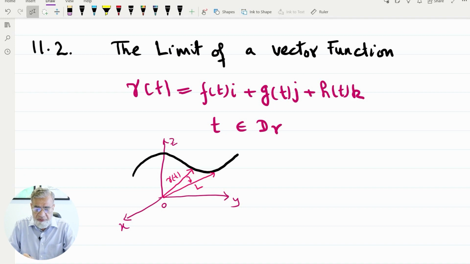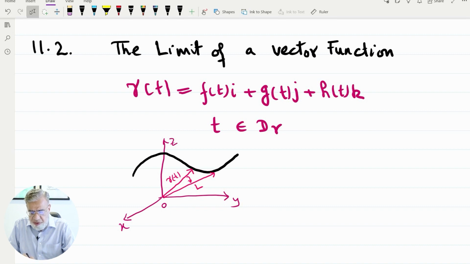A vector value function r of t is equal to f of t i plus g of t j plus h of t k, where f of t, g of t and h of t are functions of t. And then we took a domain, and the domain of r is the intersection of the domain of f, domain of g and domain of h. So we have this curve in the x, y, z coordinate system, as r of t is our vector value function. We want to find the limits.